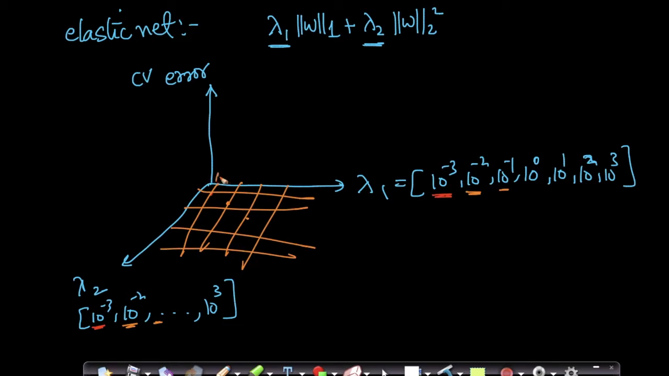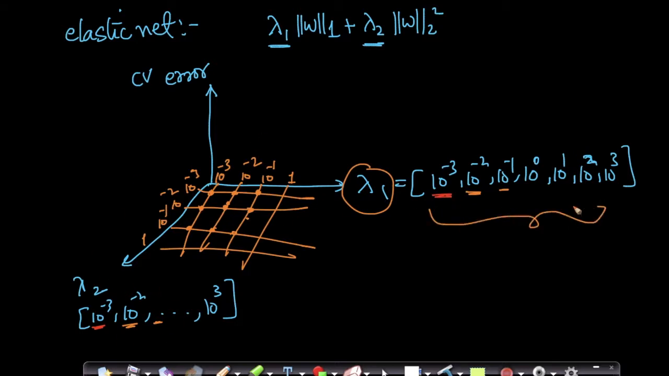The first value is lambda 1 equals 10 power minus 3. Here also 10 power minus 3. This is 10 power minus 2. This is 10 power minus 2. This is 10 power minus 1. This is 10 power minus 1. This is 1. This is 1. So at every intersection in this grid here, I'm trying to evaluate what the cross-validation error is if lambda 1 equals this and lambda 2 equals this. So I look at all the possibilities.